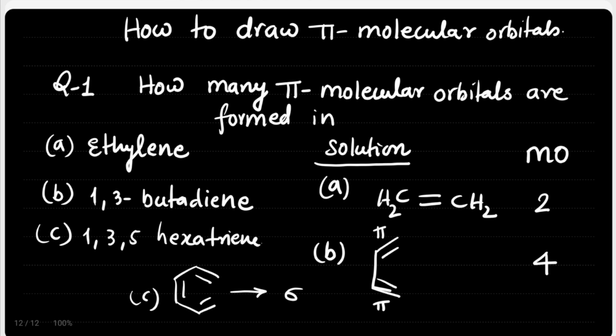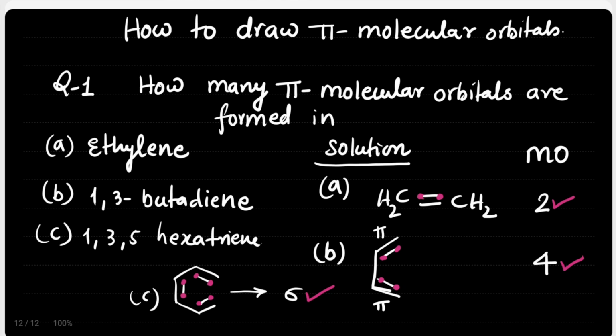Ignore the sigma bonds. Here 2 pi electrons are involved, so the number of molecular orbitals will be 2. Here 4 pi electrons are involved, so the number of molecular orbitals will be 4. Here 6 pi electrons are involved, so the number of molecular orbitals will be 6.